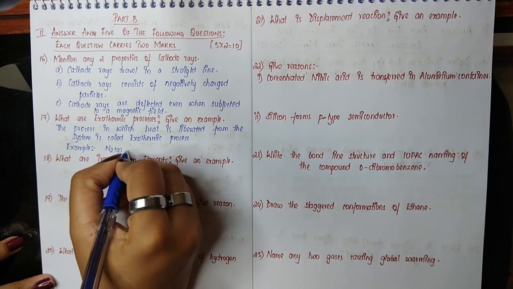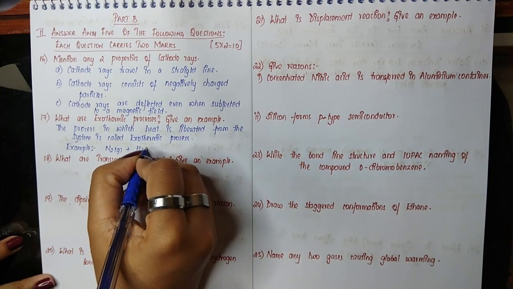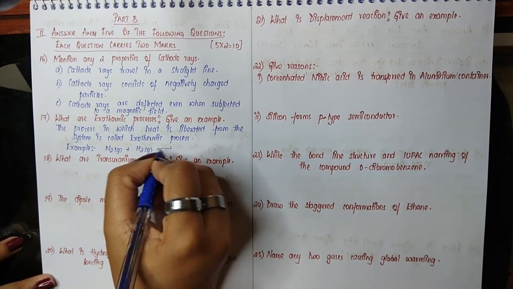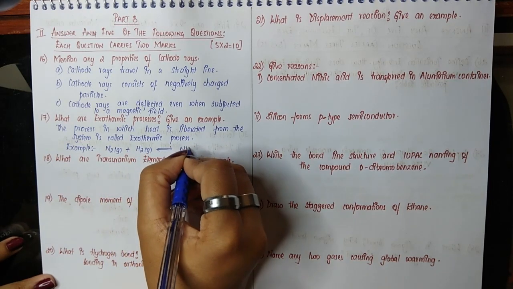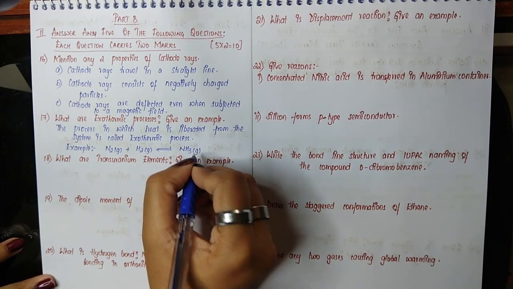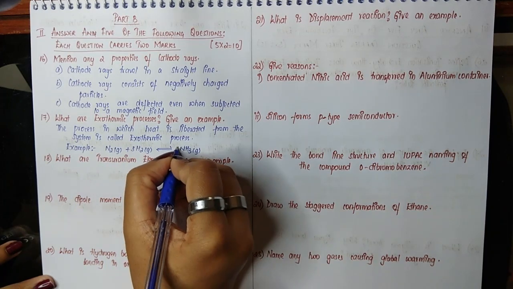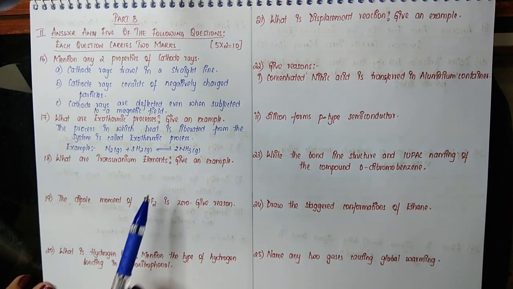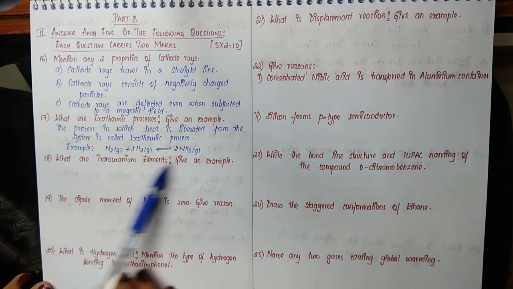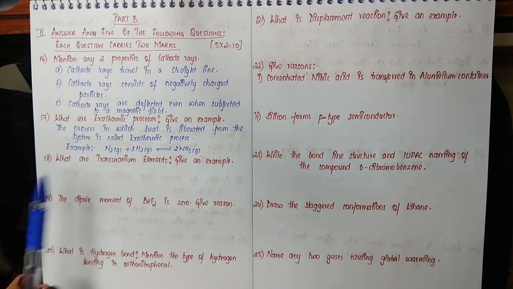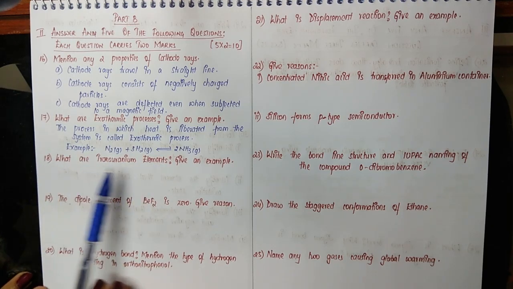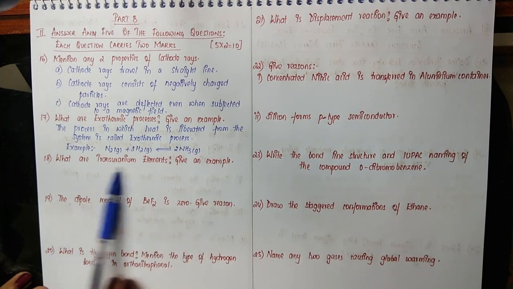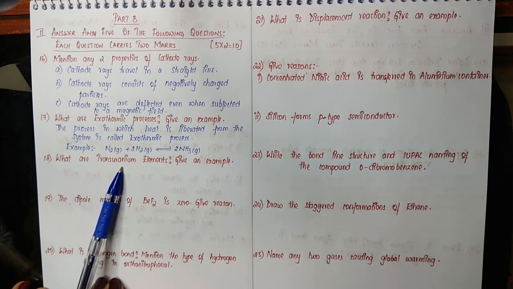An example for this can be Haber's process. So we can write nitrogen plus hydrogen giving ammonia. This process is exothermic. We need to then balance the reaction. So 1 mark for the definition, 1 mark for example. Now question number 18, what are transuranium elements? Give an example. This is from the periodic table chapter, which is chapter number 3.